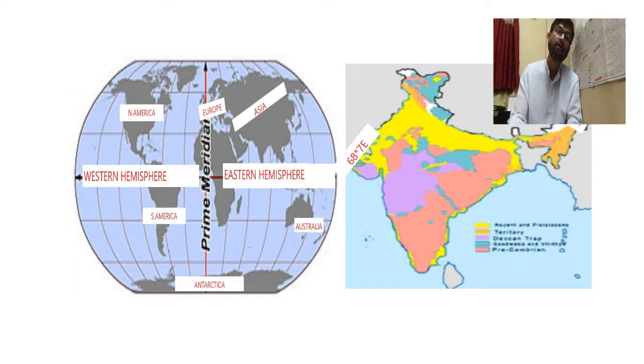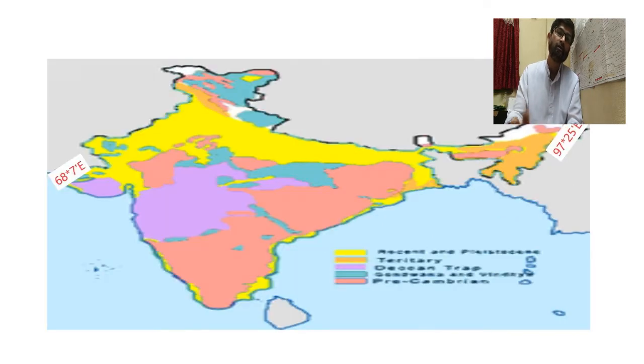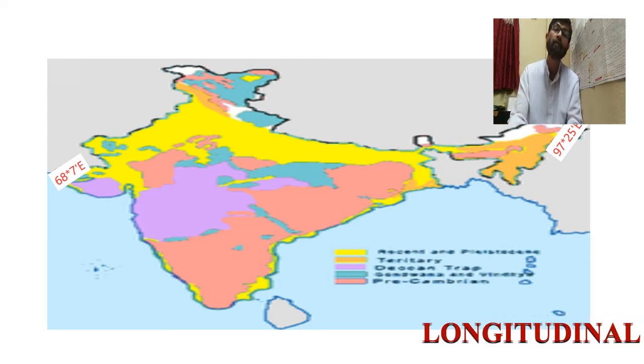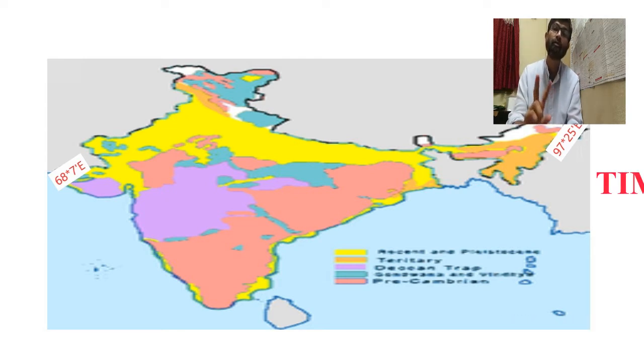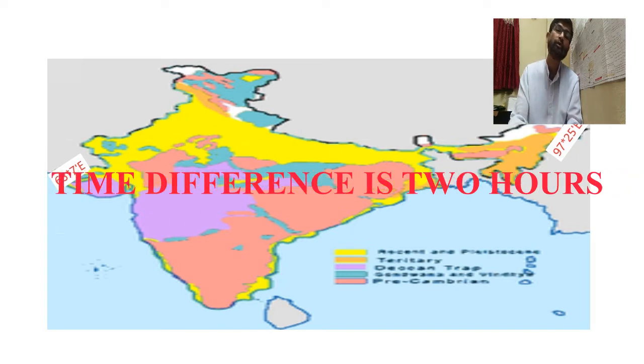And longitudinally, 68 degrees 7 minutes to 97 degrees 25 minutes eastern, letter E we use, it refers to eastern hemisphere or eastern longitudes. Between these it is located. Now let's see what's that longitudinal difference between two extreme longitudes of India. That one, that is 68 degrees 7 minutes to 97 degrees 25 minutes. Roughly it's 30. Time difference is 2 hours between these extreme two longitudes. How do you understand this?